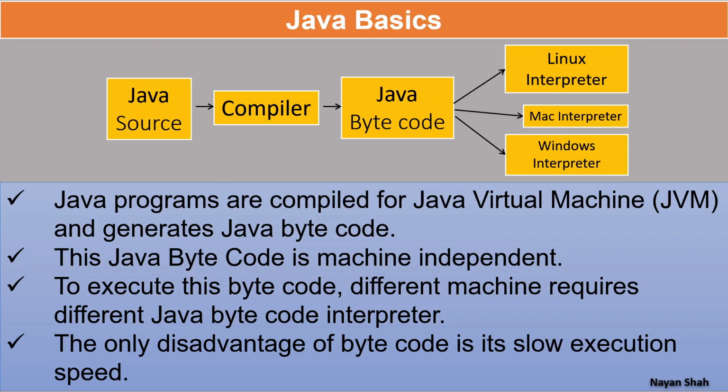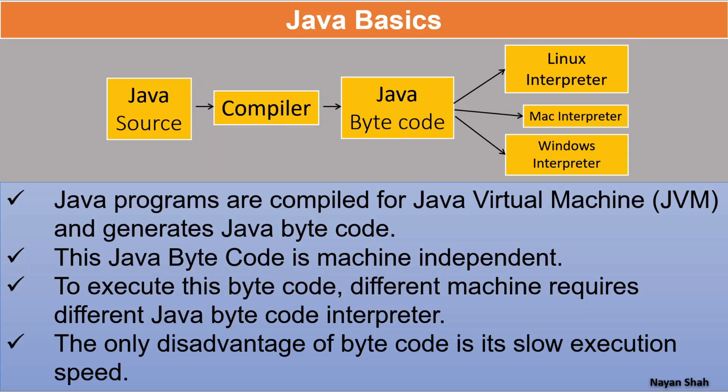This bytecode is then distributed to different machines where there may be the Linux operating system, the Mac operating system, or Windows. Each of these operating systems will have its own interpreter, which can easily understand this bytecode and then convert it into native code. Native code means the code which that particular machine understands. So this is how a Java program becomes platform independent at both the source as well as the binary level.